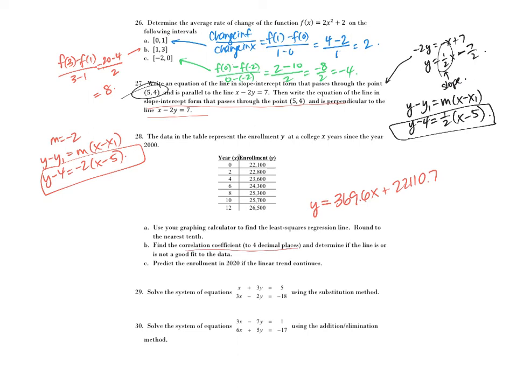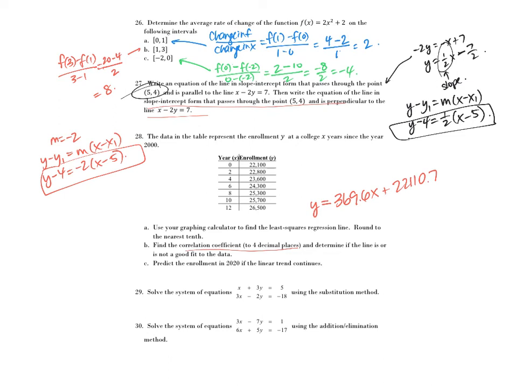Okay, find the correlation coefficient. That's your R value. My calculator's not giving me my R value. Okay, so anyway, set up your calculator so it gives you the R value. That's the answer for B.